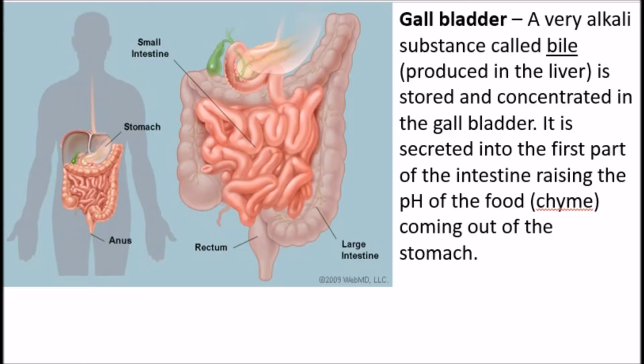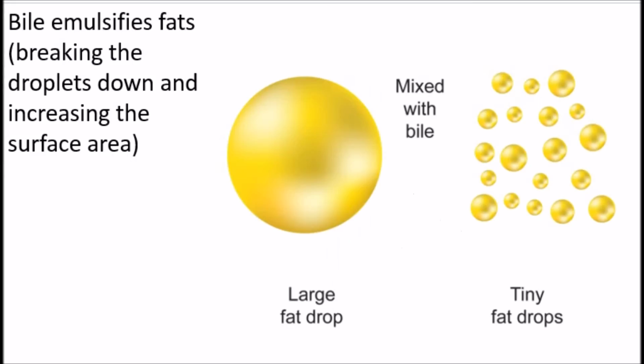It squirts the bile into the first part of your small intestine, and the job of the bile is to emulsify fats. What that means is it breaks them down into smaller droplets, again increasing the surface area. So what we've got is this large droplet of fat here, and it gets emulsified. It gets broken down into smaller droplets of fat, with a larger surface area.